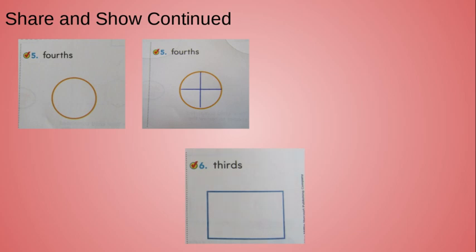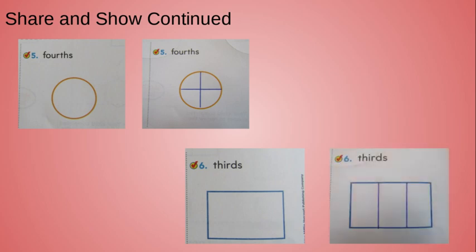And number 6 says we're dividing the rectangle into thirds, 3 equal parts. I told you thirds can be the trickiest to draw. You have to kind of visualize it in your head and find where it would be. So here's my thirds. Go ahead and make sure you have all 6 of the share and show questions completed.